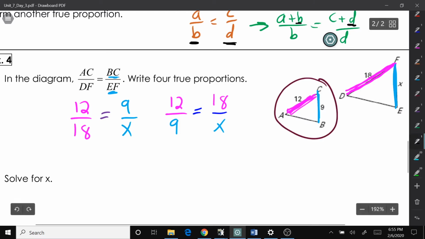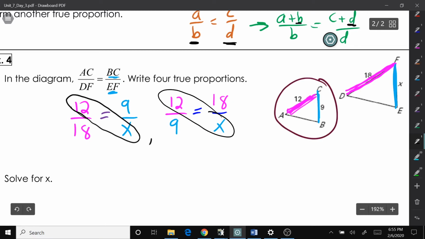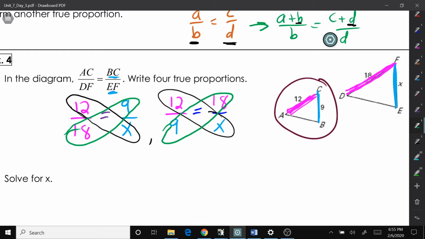And we're still going to solve it in letter B. If you look at the two that we've written here, if you cross multiply, we get 12 times x, and 9 times 18. So regardless of how you set it up, you get the same answer. You can find the way that works for you. The first way I showed you is the way that works for me personally.